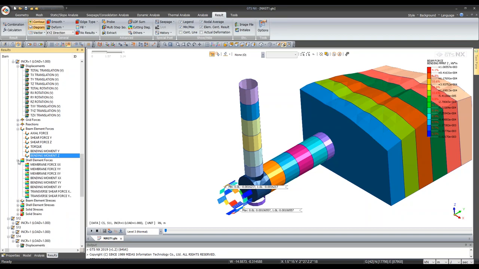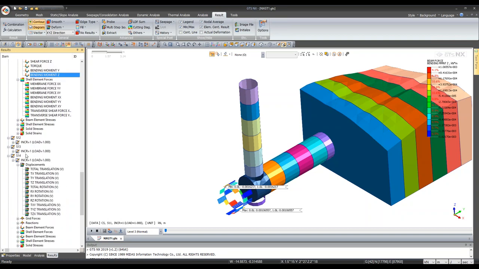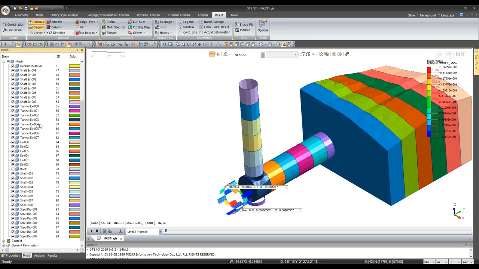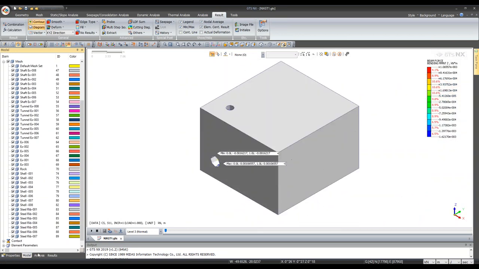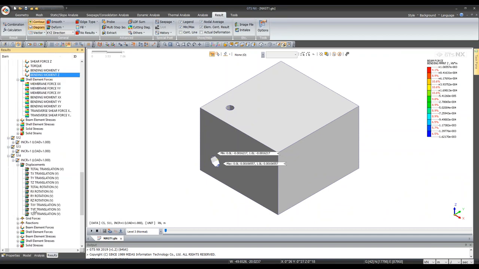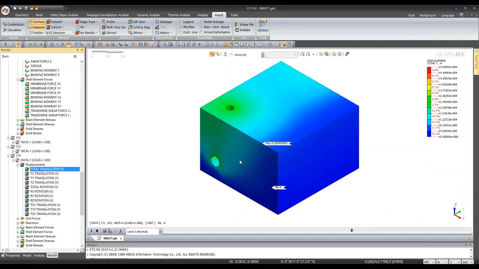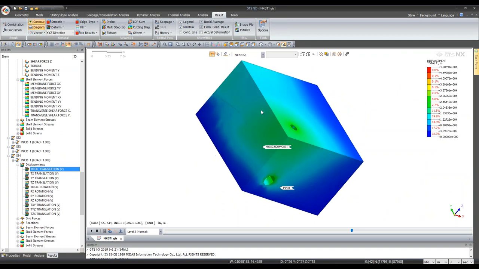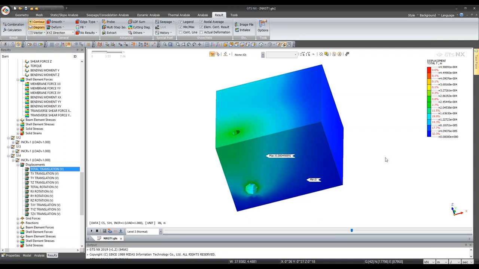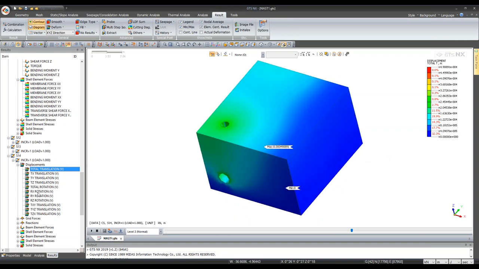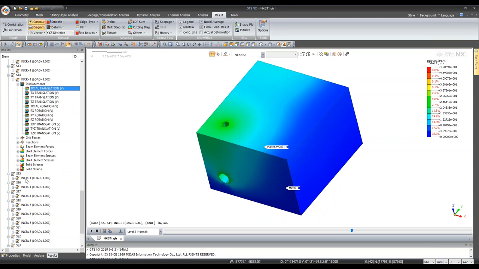And now you can have your complete rock coming into picture, and now you can see the results related to your total translation. So this is your total translation till now. No excavation has been done, but still you can find a little bit of displacement. Now we will change it into mm. It's like 0.5 millimeter.